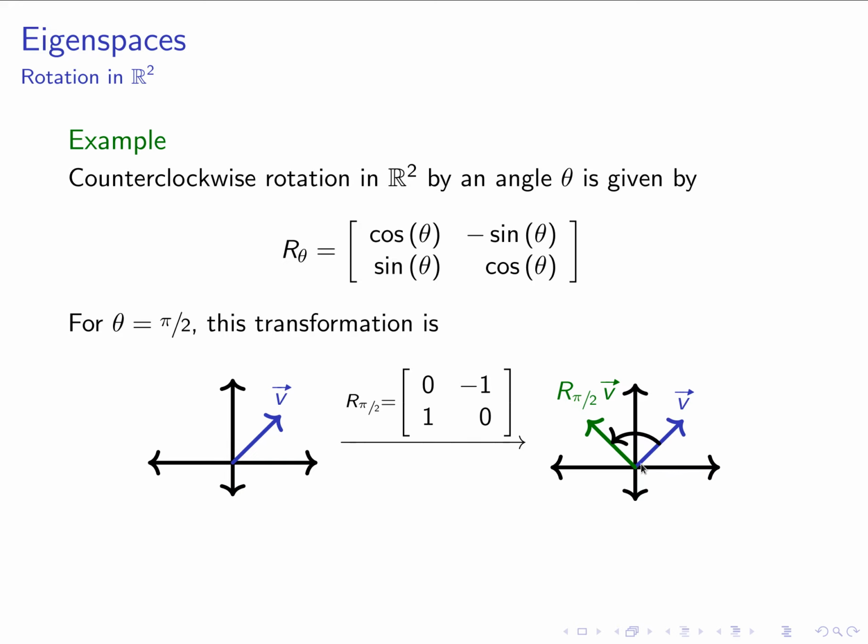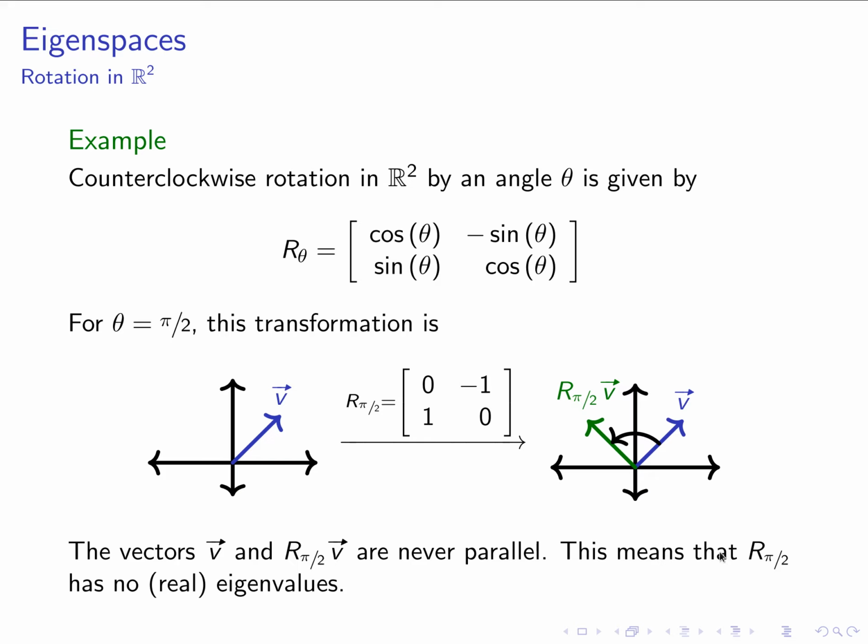So here we see just some vector in R2. After multiplying by the rotation matrix, what we're doing is we're rotating by an angle of pi over 2. And one thing to observe for this particular matrix is that the input vector v is never parallel to the output vector after multiplying by rotation by pi over 2. What this is telling us is that this rotation matrix does not have any real eigenvalues.